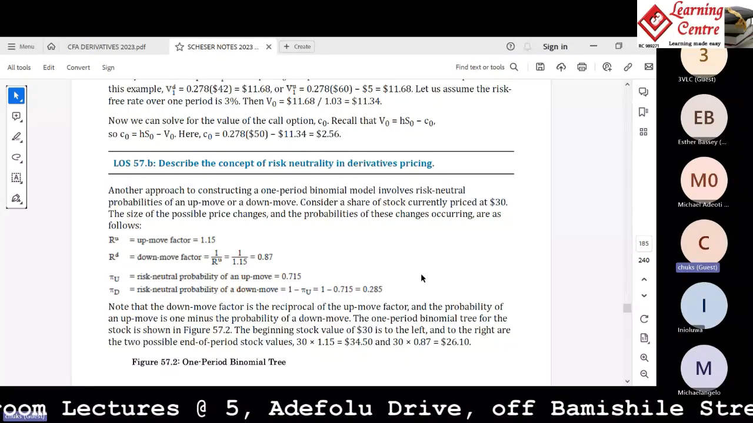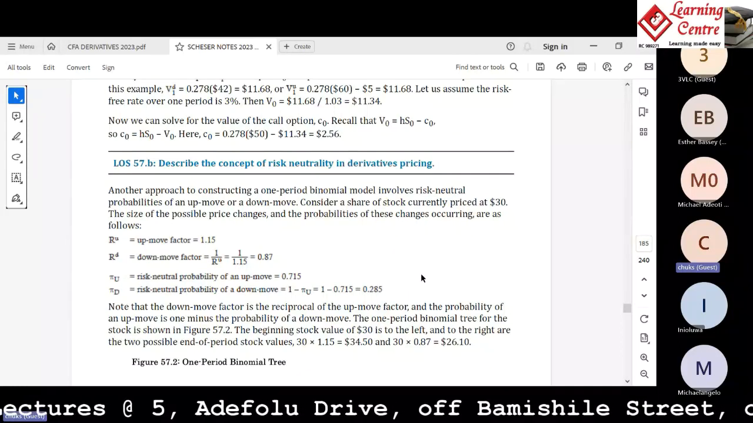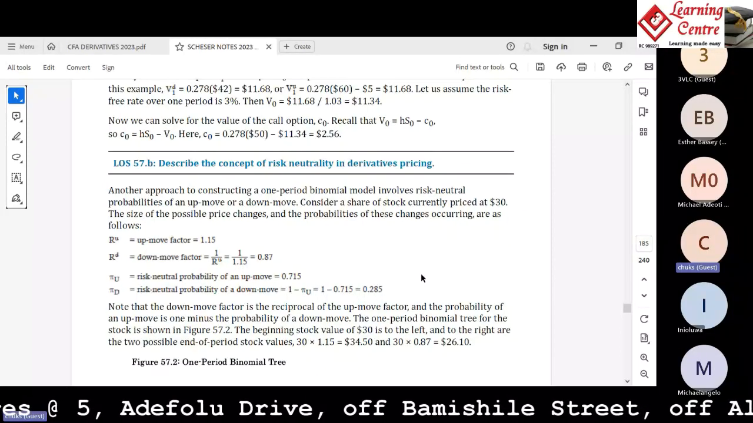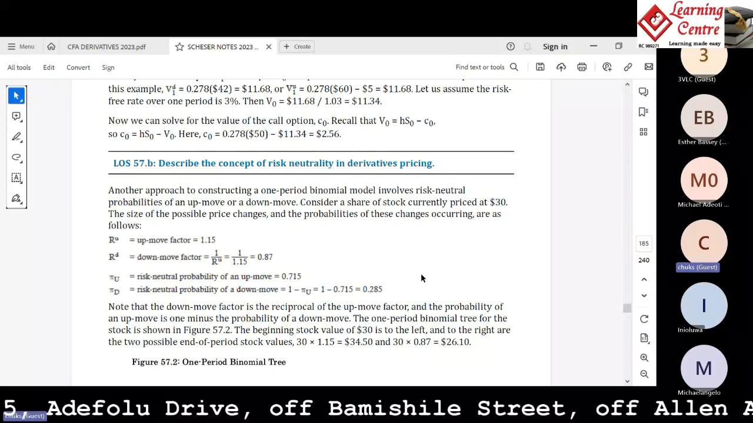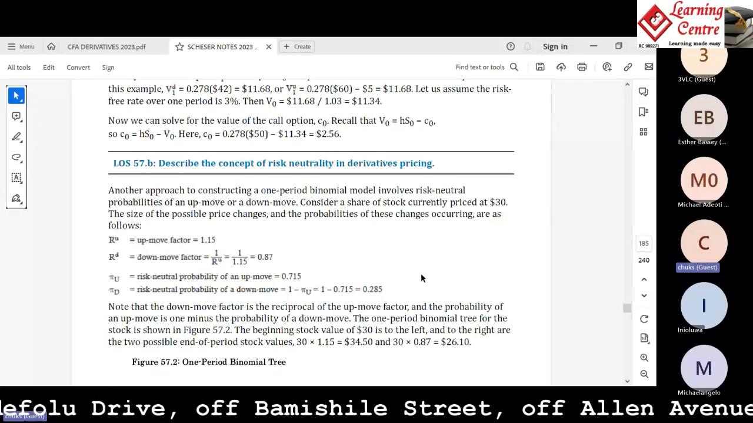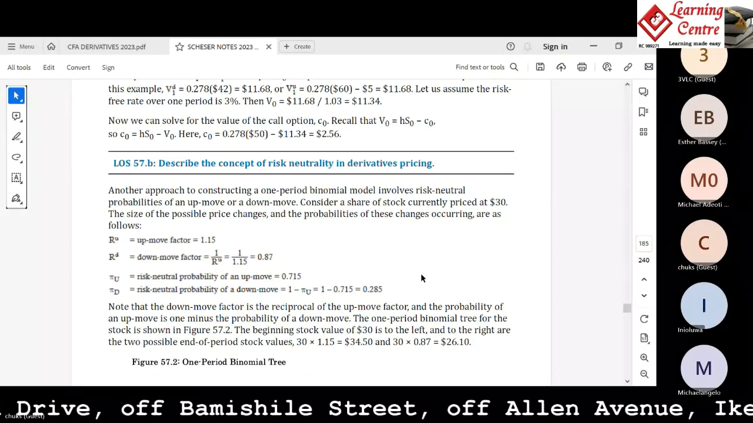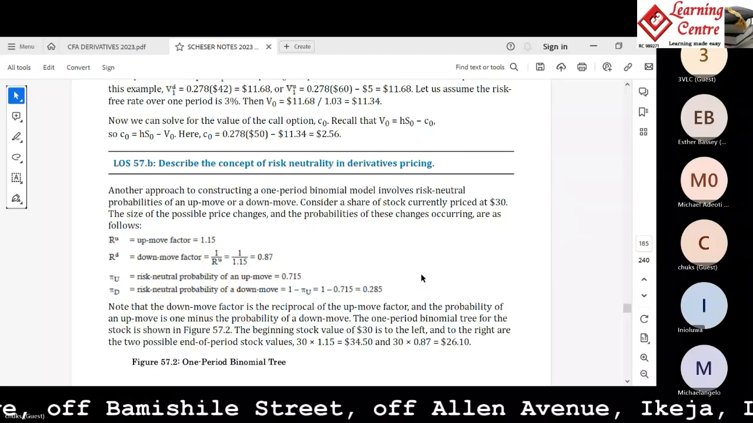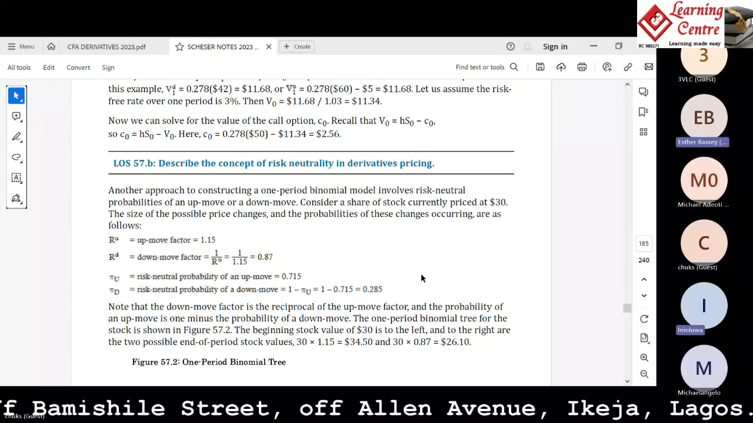But for the other one that is 34.5, the value of the option to you is 34.5 minus 30, which is the 4.5 you have gained as a benefit. Is that clear? Yeah, that's clear.